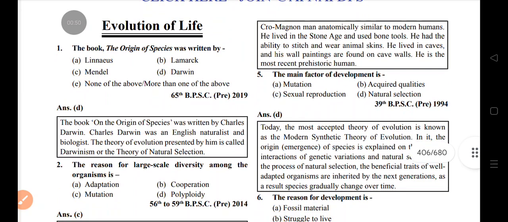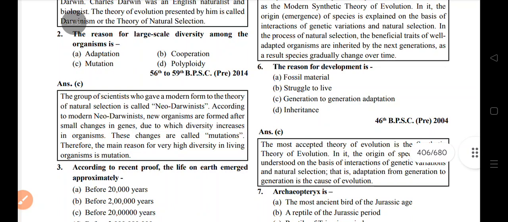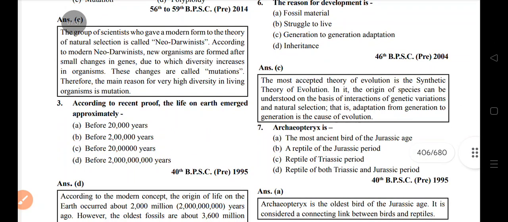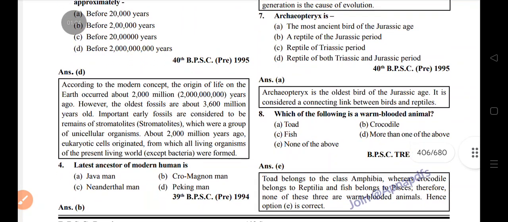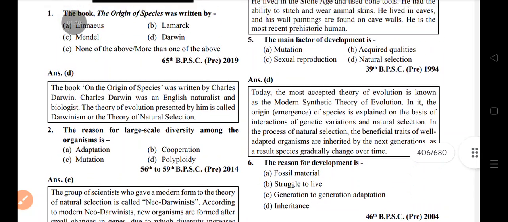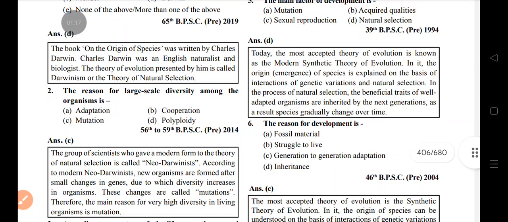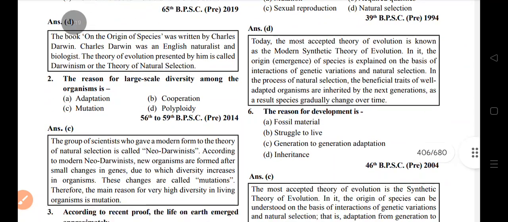Darwin. The reason for large scale diversity among organisms is mutation. According to recent proof, life on Earth emerged approximately 8,000 years ago. The latest ancestor of modern humans is Cro-Magnon man. The main factor of development is natural selection. The reason for development is generation to generation adaptation.